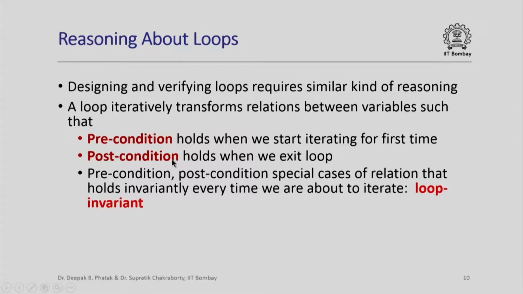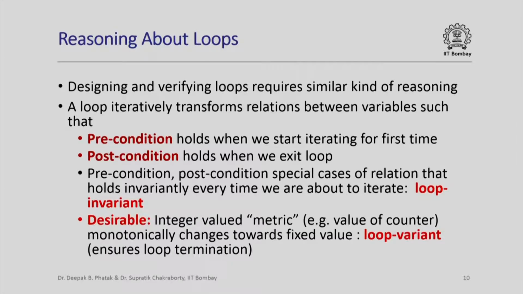Immediately after exiting the loop, the values of the variables satisfy the post condition, and I want to view both this precondition and post condition as special cases of a relation that holds every time we are about to iterate, and I will call this a loop invariant. For obvious reason, this relation holds invariantly every time we are about to iterate. So right at the beginning of the first iteration, the loop invariant is really similar to the precondition, and the last time the loop iterated and when we went back and checked the loop condition, found that it was false and came out, the loop invariant at that point should be similar to the post condition.